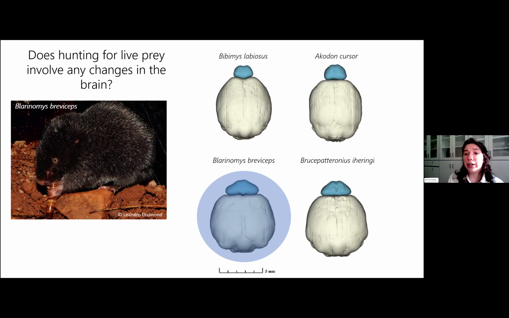But we saw so far that Lanthanomys breviceps, one of our predatory species, that in this case has a small visual capacity, did show the widest and highest olfactory bulb. And the olfactory bulb in this species proportionally occupies the largest part of the total endocast volume amongst all analyzed species, which indicates for us probably a high olfactory capacity.